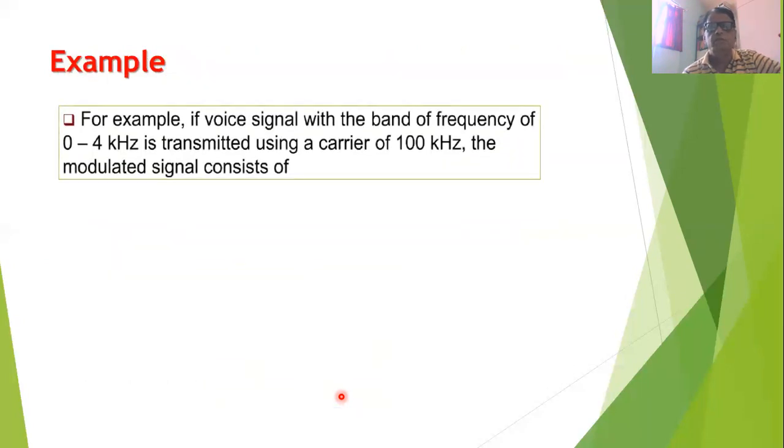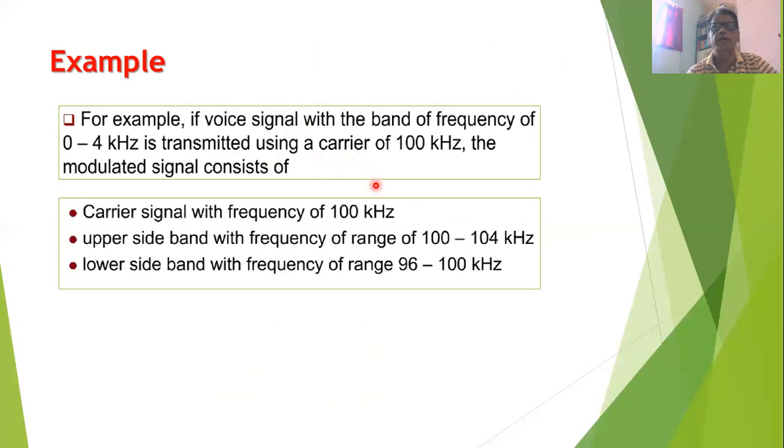Now let us see one simple example. Suppose we have a voice signal, and this voice signal consists of a band of frequencies from 0 to 4 kilohertz. And this signal is to be transmitted by using a carrier signal of 100 kilohertz. Then you will find that the modulated signal will contain three components. The first one is the carrier frequency of 100 kilohertz. The second one is the upper sideband frequencies in the range from 100 to 104 kilohertz. The third one is the lower sideband frequencies in the range of 96 to 100 kilohertz.